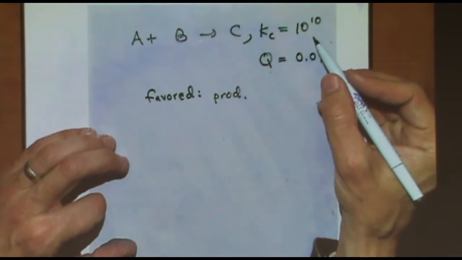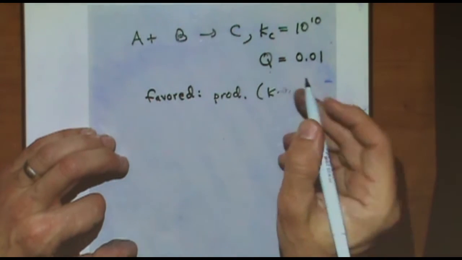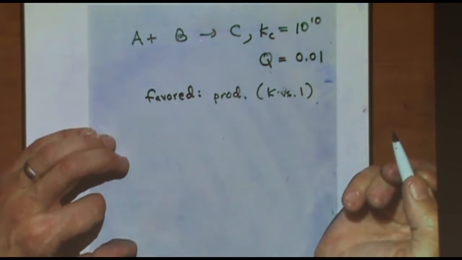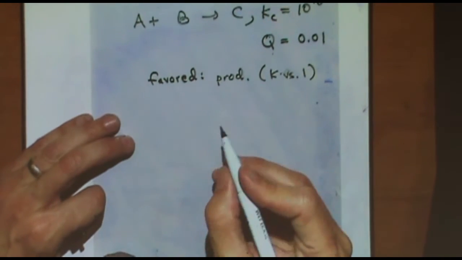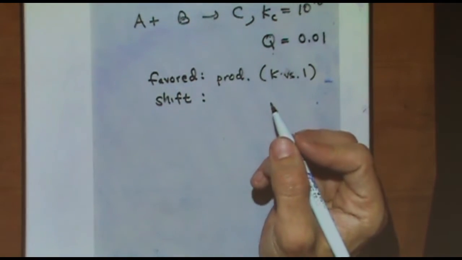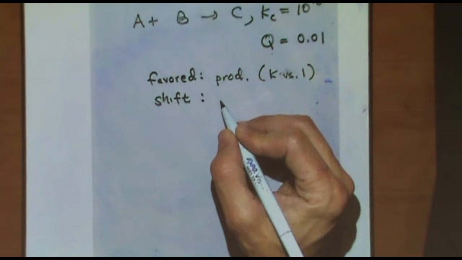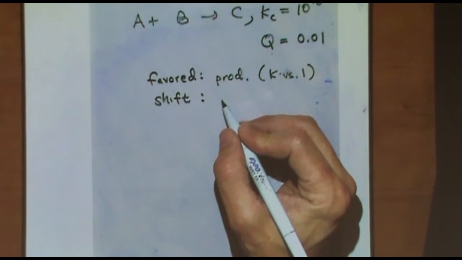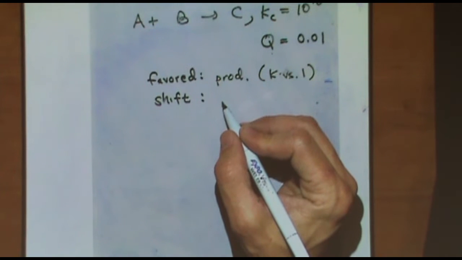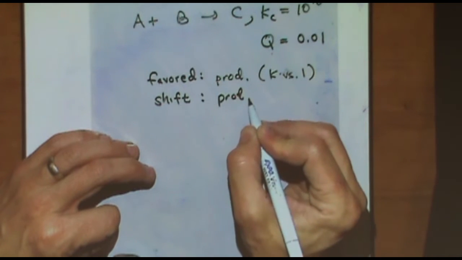Kc is large compared to the number 1. So I'm comparing Kc, or K just generically, versus the number 1 to get that. Is that okay? Okay, now, shift. Which way does it shift? Towards the products or towards the reactants? Q is less than K, right? If Q is less than K, which way does it shift? To the products.